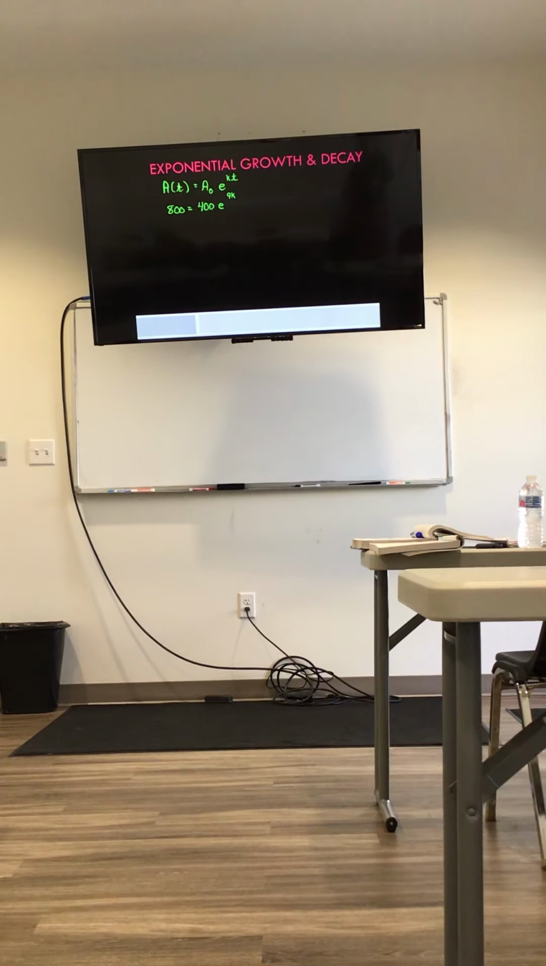Amelia, any thoughts on where we're going to begin to get k by itself? Divide by 400. That would be our first step in our question. We're trying to get the k by itself, and the k is attached to the e. So let's get the e by itself. 800 divided by 400 gives us 2. And I have e to the 9k.